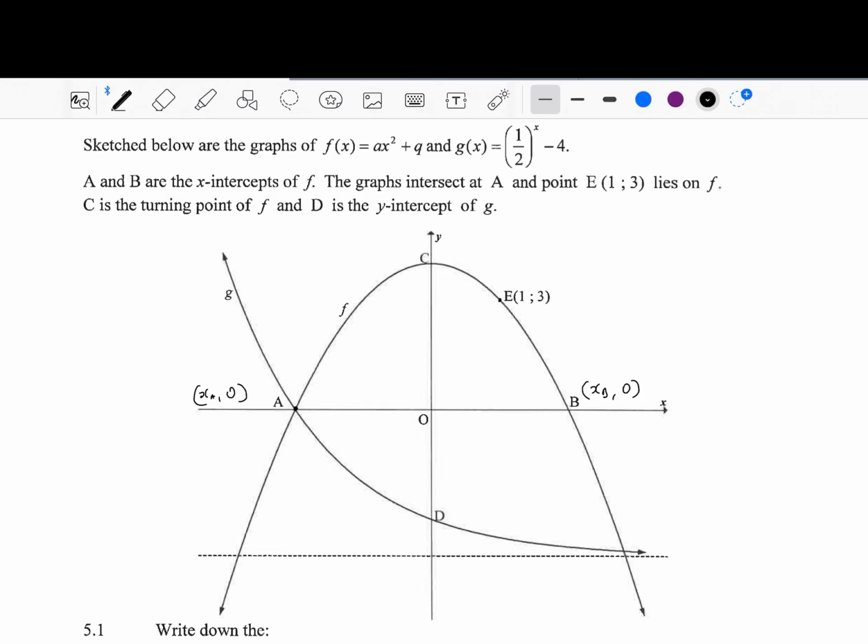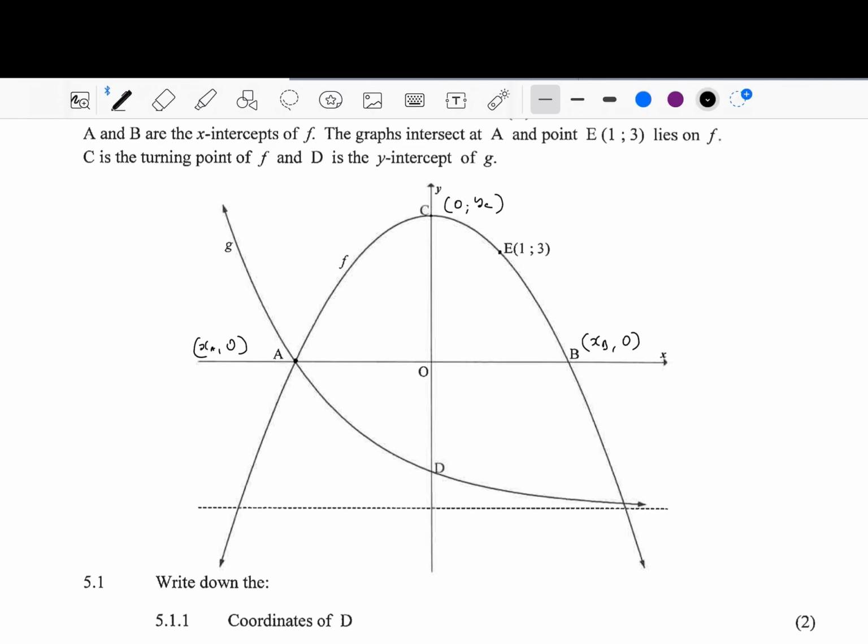And also, C is a turning point. They didn't say it here, but we see that C is a y-intercept. So we know the x value of the y-intercept is 0, but we don't know the y value of the y-intercept, right? And they're saying that C is a turning point. So we know how to calculate a turning point, right?